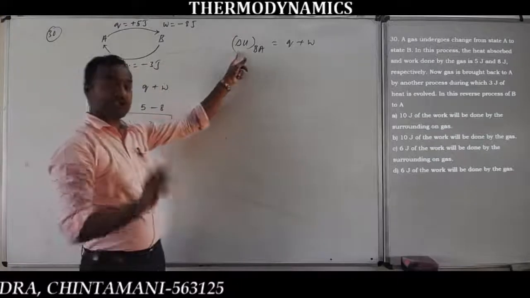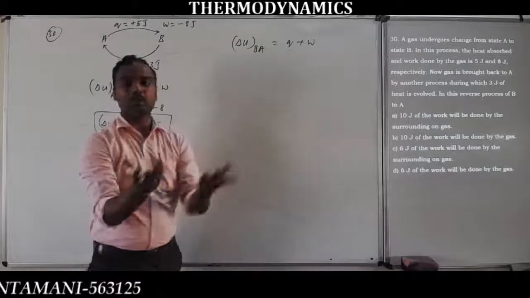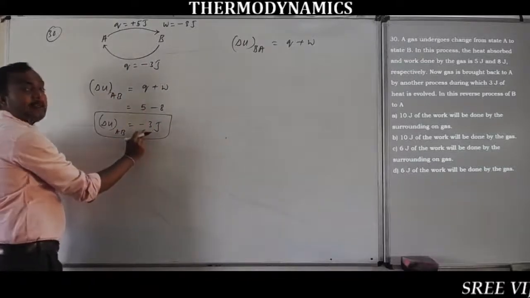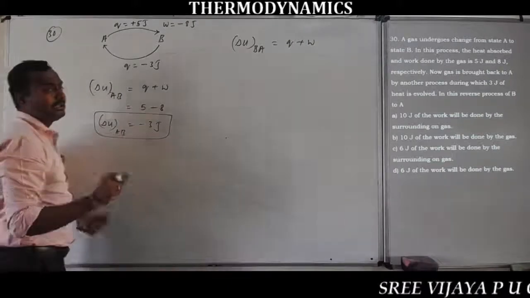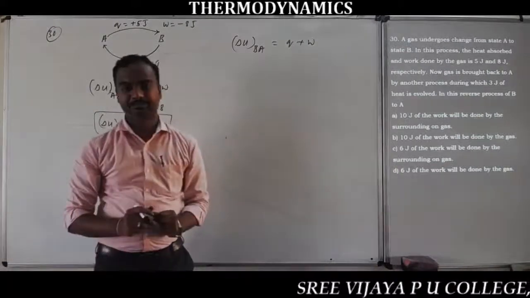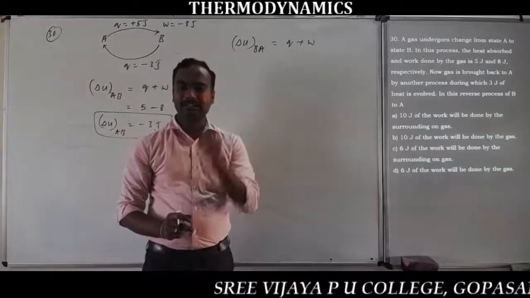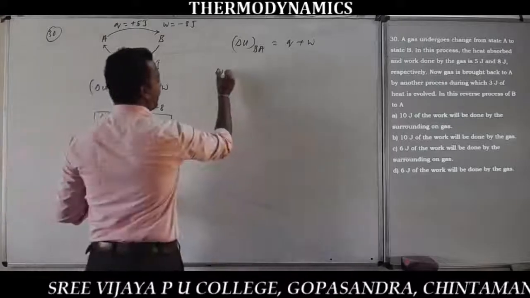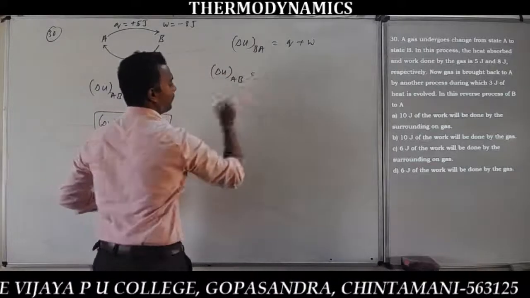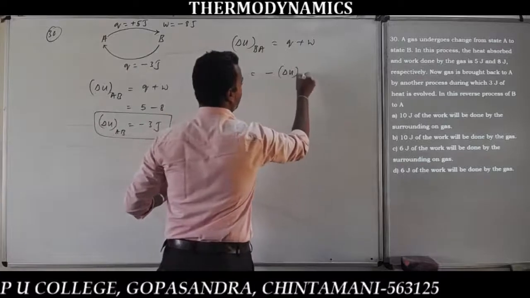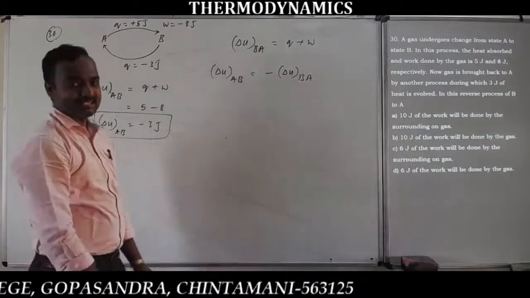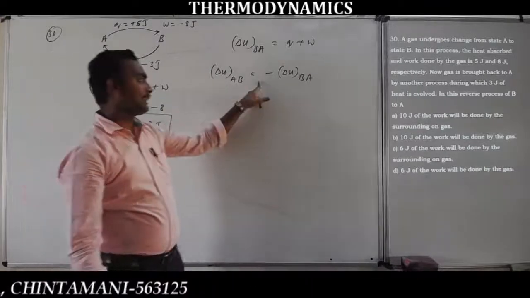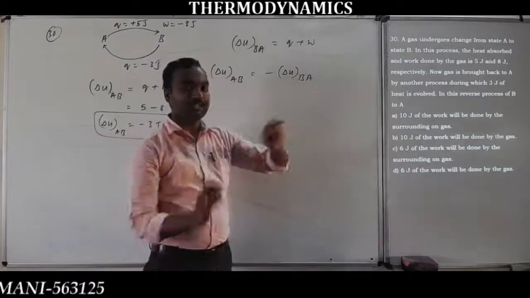But we do not know delta U, the change in internal energy from state B to A, but we know A to B. Delta U from state A to B is how much? It is coming as minus 3 joule. And remember, change in internal energy is a state function. A state variable depends only on the initial state and the final state. Since it is a state function, delta U from state A to B is equal to minus delta U from state B to A. Since it depends on the initial and final state only, the internal energy change from A to B is equal to minus the change in internal energy from B to A. It just reverses.